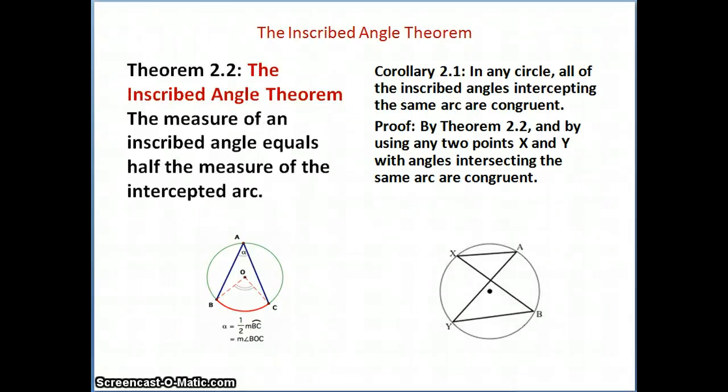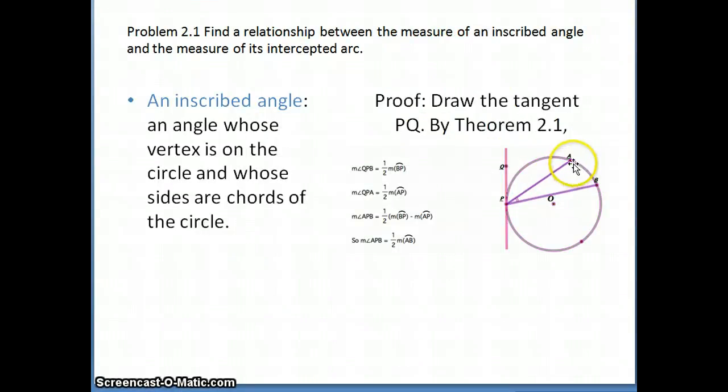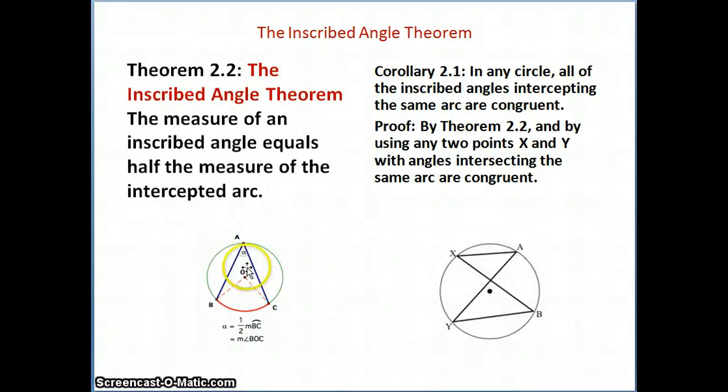And the next theorem, 2.2, is based on problem 2.1, the inscribed angle theorem. The measure of an inscribed angle equals half the measure of the intercepted arc. So this is the inscribed angle alpha here, and the O right here is the central angle, and the arc BC. We want to prove the inscribed angle alpha is half of the measure of BC. This is what we have just proved, basically. If you look at the picture here, we proved the inscribed angle is half of the arc AB. So it's just a different picture.